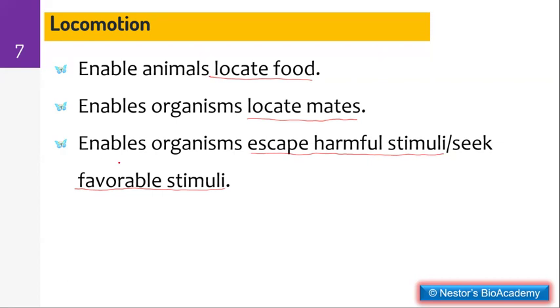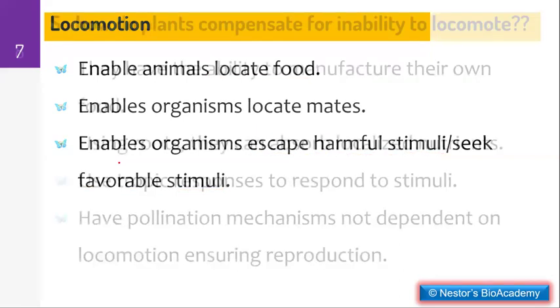So plants, on the other hand, are not able to locomote. But how do they compensate for this inability to locomote? To understand that, it's simple. We need to ask ourselves, what do animals achieve by locomotion? And in retrospect, how do plants achieve those needs?